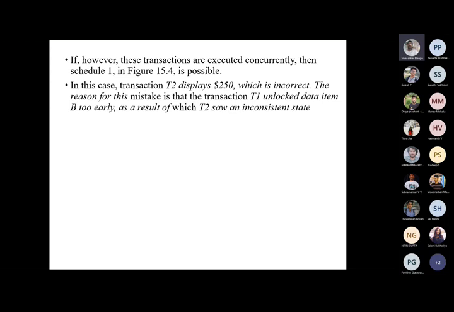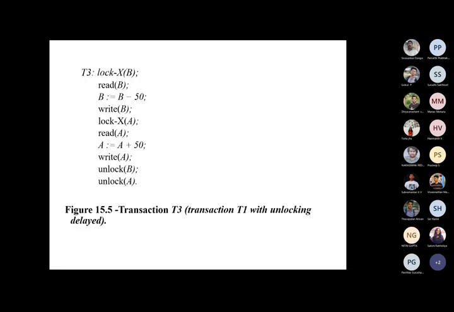So here we propose something called a growing phase and a shrinking phase. We are going to delay the unlocking till the end of the transaction, right? So we are going to have two transactions, T3 and T4, corresponding to T1 and T2, where the unlocking is delayed. We are going to rewrite the transactions T1 and T2 as T3 and T4, where the unlocking is delayed till the end of the transaction, right?